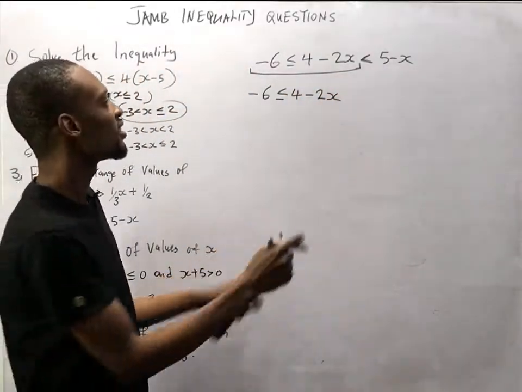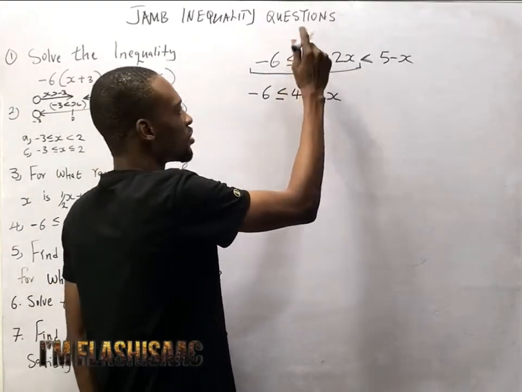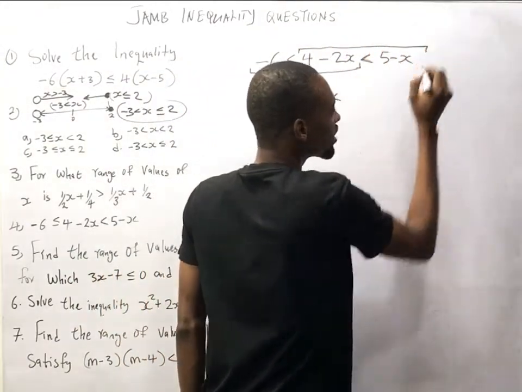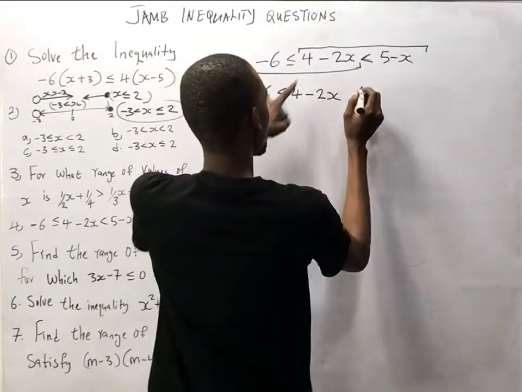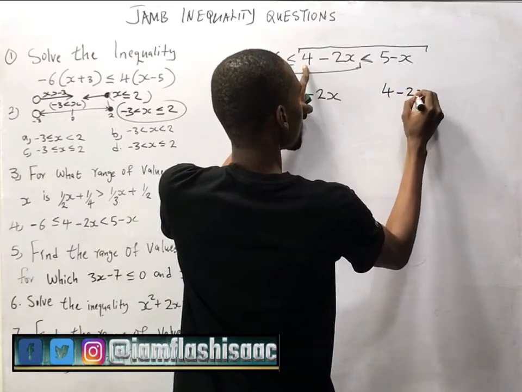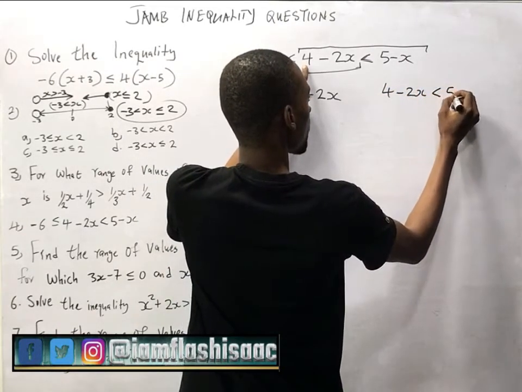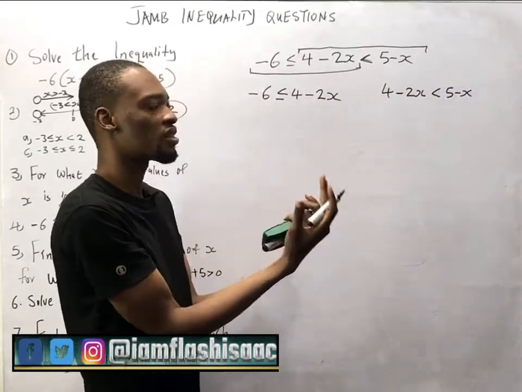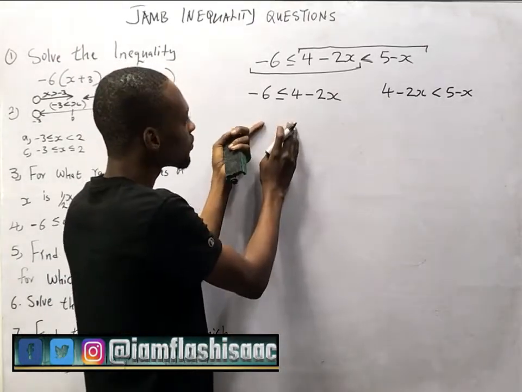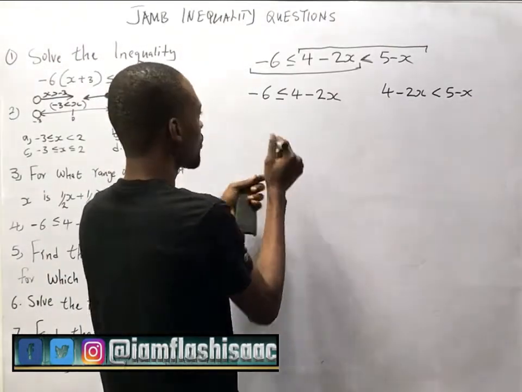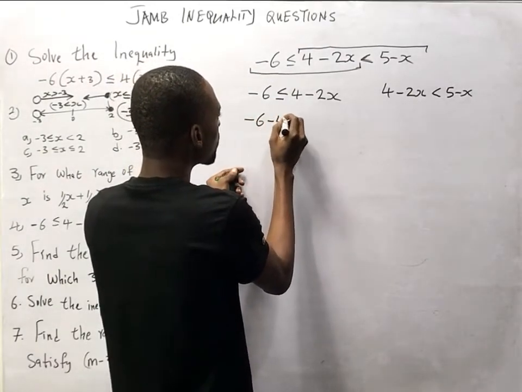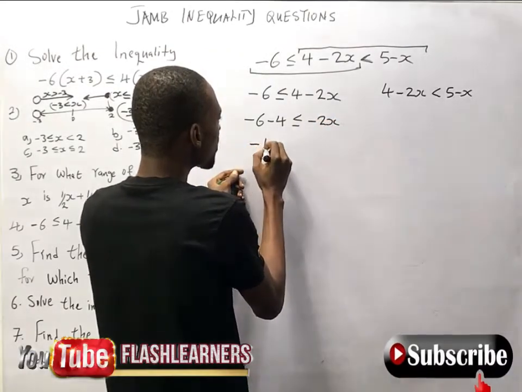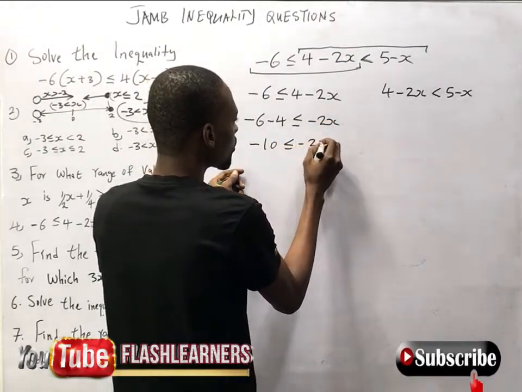Now, you come again. The end of this first inequality symbol, this is the end. You draw towards the end. So you write it out. 4 minus 2s is lesser than 5 minus s. Having this and this, you solve them simultaneously. So solving this, first we collect like terms. Minus 6 minus 4 is lesser than or equals minus 2s. Minus 10 is lesser than or equals minus 2s.